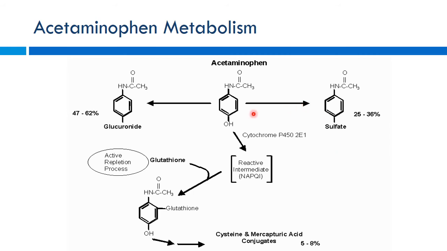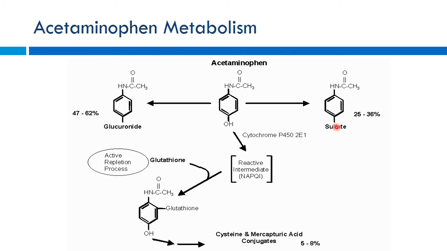If you're looking at the metabolism of acetaminophen, you can see that about 25 to 35% of it goes to sulfation. So we add a sulfate group onto it. Sulfates are usually going to be pretty water soluble, and that can be eliminated directly through the kidneys. About 47 to 62% of it can go through glucuronide conjugation. So these would both be phase 2 reactions. It directly went into a phase 2 reaction where you're adding on some sort of more water soluble functional group. So a big portion goes through glucuronide conjugation, part of it goes through sulfation.